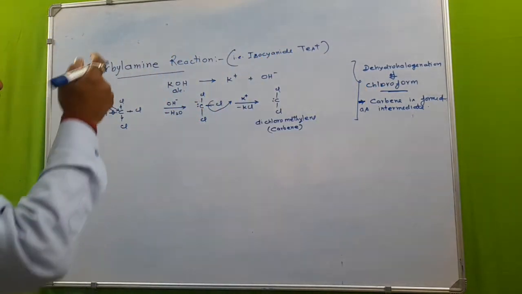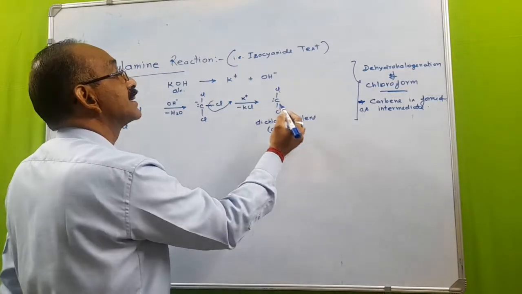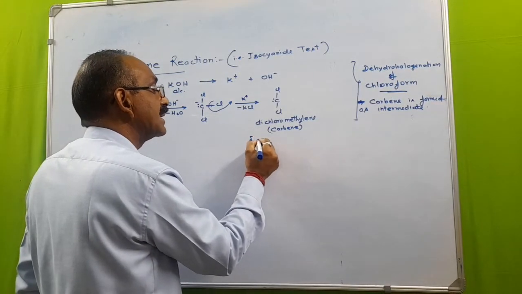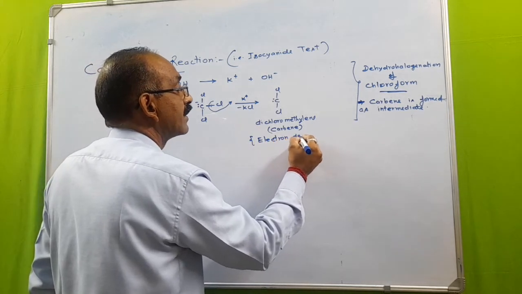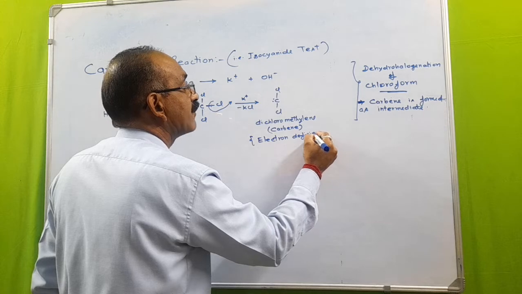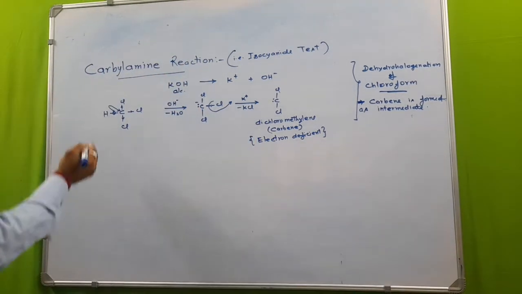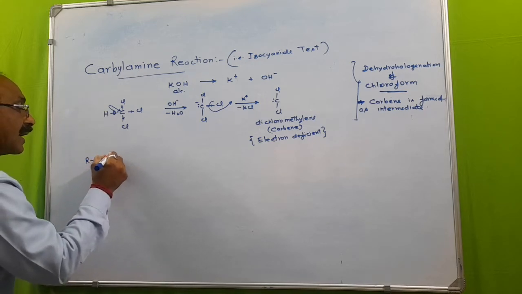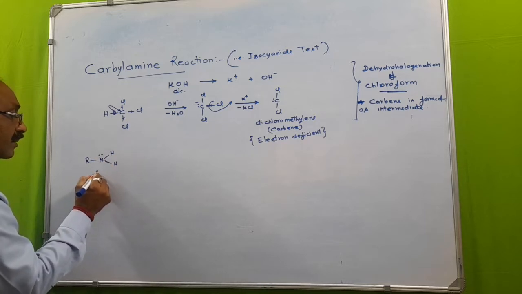Now what happens here? This carbene, as it is having only 6 valence electrons, is electron deficient, and that's why this carbene will attack the primary amine.